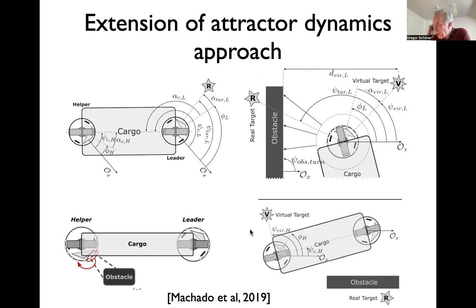And there is a similar thought for the helper robot. The helper robot will also detect that there is a collision danger, that it would be heading too much toward the real target, and it is being pushed away from the obstacle again by a virtual target that is in sort of the opposite direction of the obstacle.